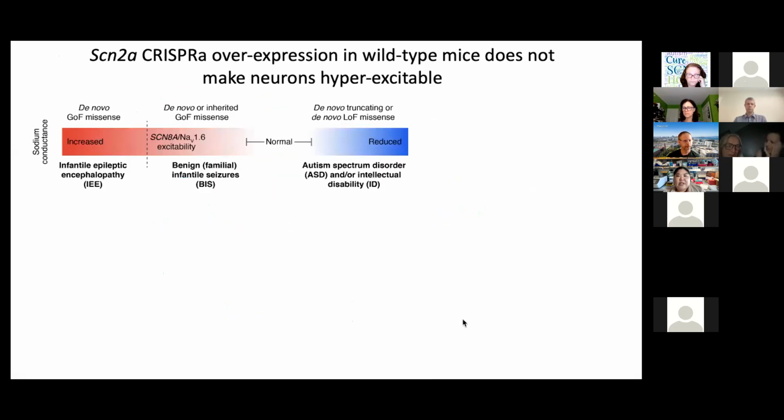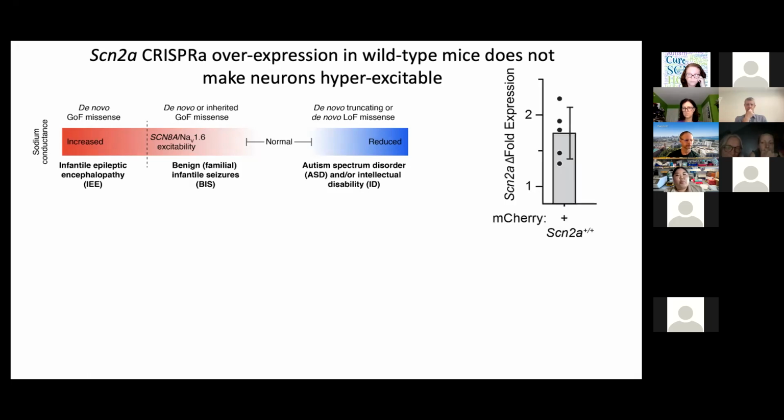One concern that we had in using CRISPR-A as a therapeutic to treat loss of function mutations is that we might inadvertently overexpress the gene and introduce a gain of function mutation, which again, we all know are associated with epilepsies and seizures. So in order to examine this, I injected wild type mice with our CRISPR-A constructs. I saw an upregulation of about 1.7-fold, again, compared to its uninjected hemispheres.